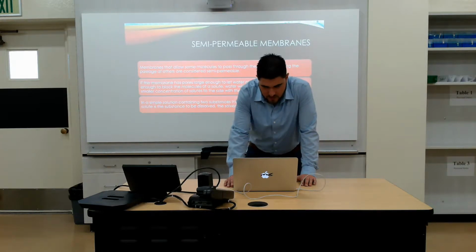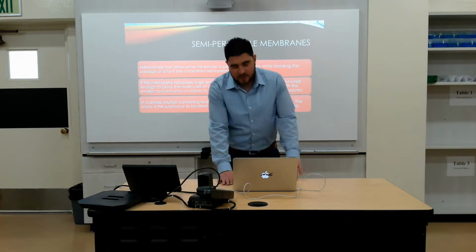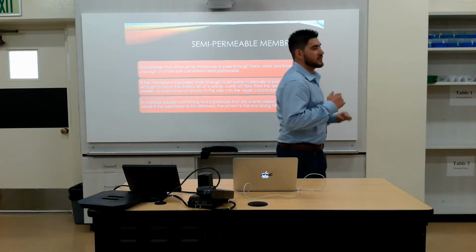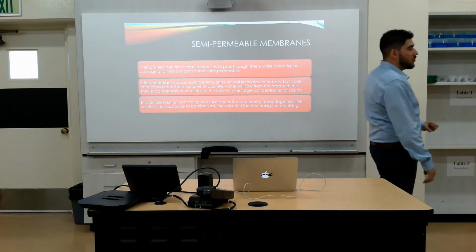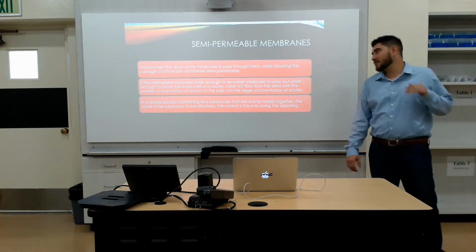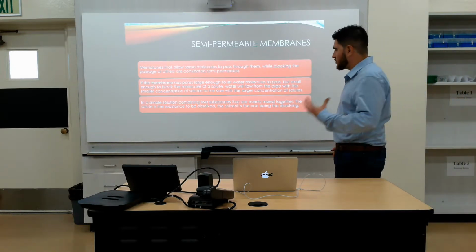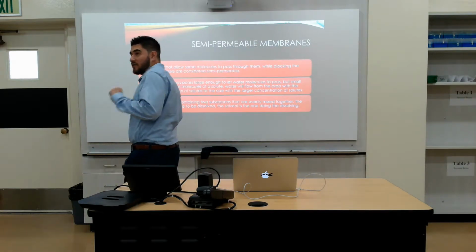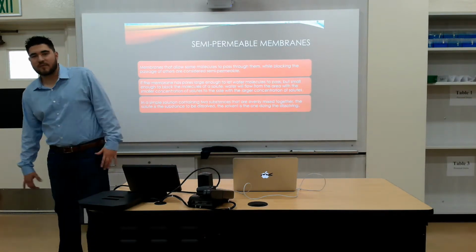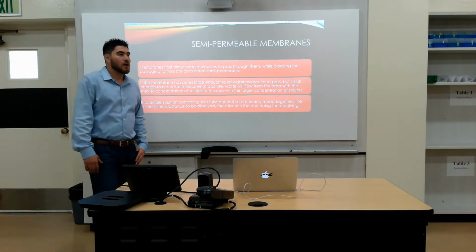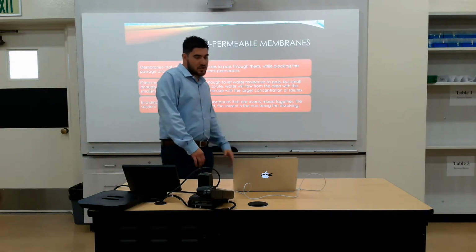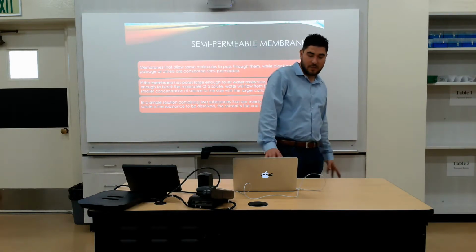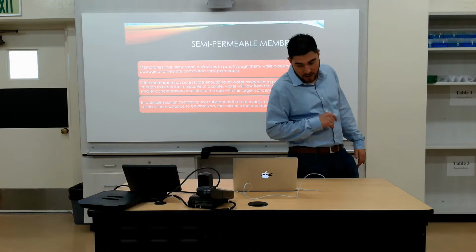Key part of osmosis that we haven't talked about yet is the semi-permeable membrane. So what am I talking about when I talk about a semi-permeable membrane? A semi-permeable membrane is a membrane that allows some molecules to pass through while blocking the passage of others. So those types of membranes are considered semi-permeable. With osmosis, we're talking about membranes that have pores large enough for water molecules to pass through, but small enough to block molecules in the solute.